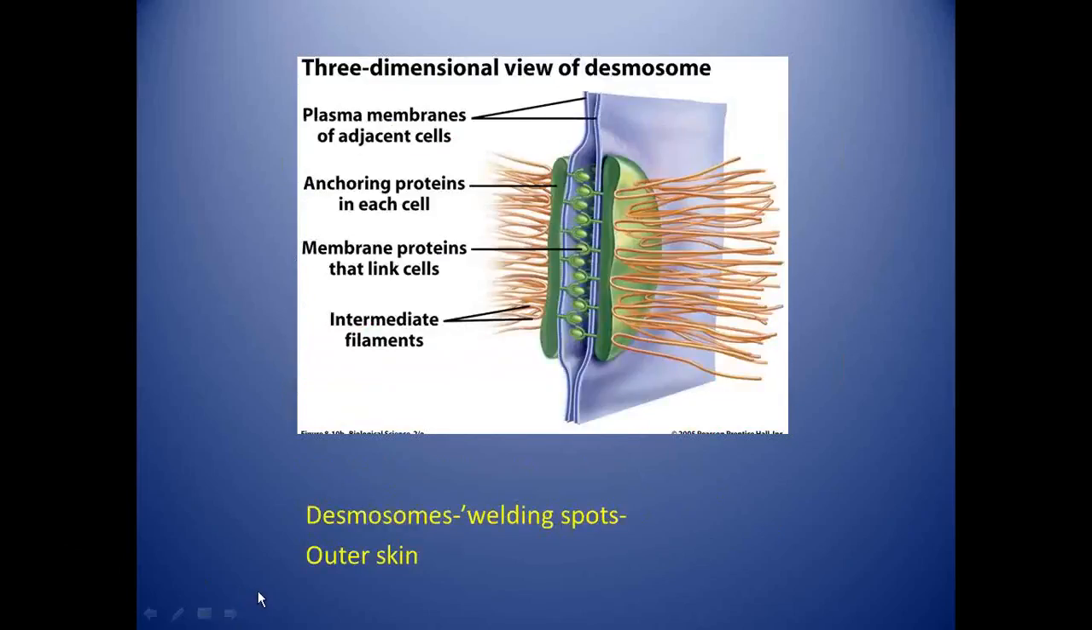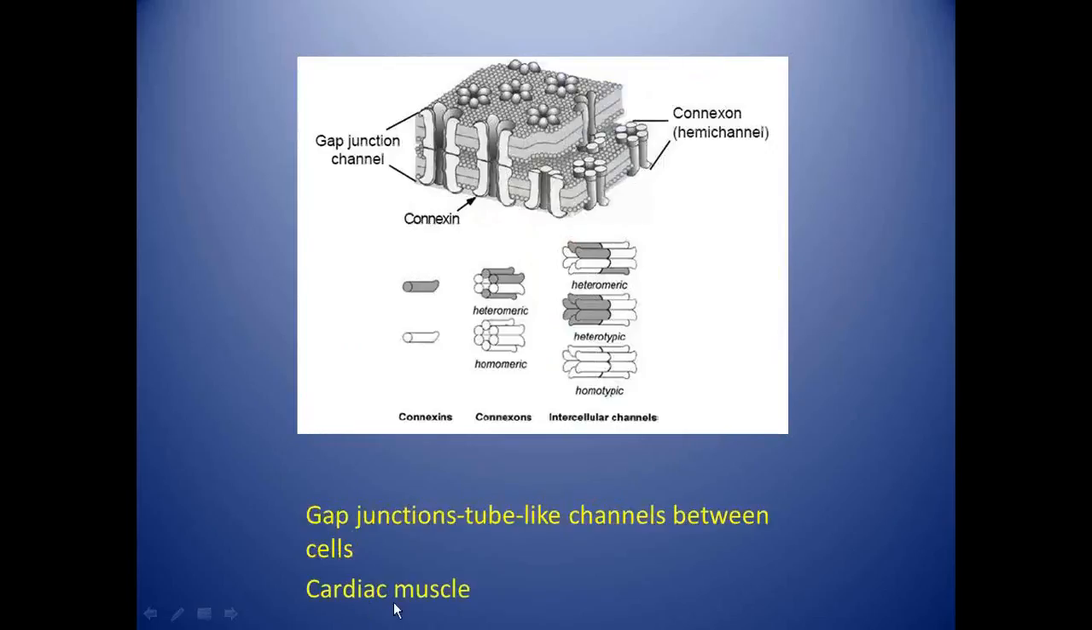We also have desmosomes, and as you can see in the picture here, this green structure is a protein, and it is actually linked together by protein membrane cells here. And then these other structures coming off are some other types of proteins, some intermediate filaments. We use terms like welding spots and rivets here, keeping these cells together, cells that are side by side. So you have a lot of those in your outer skin.